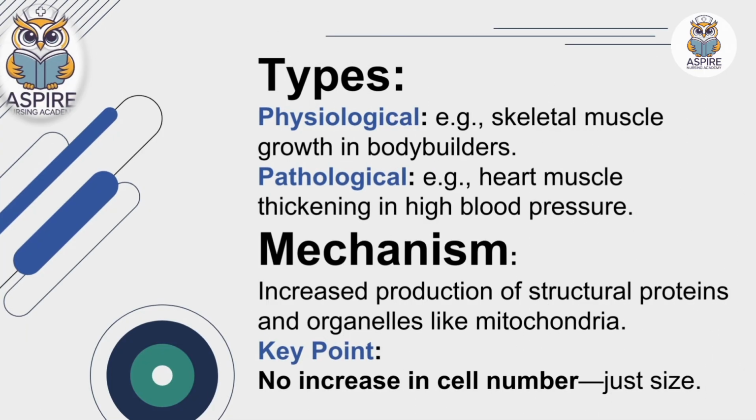Example time. A bodybuilder's muscles, that's physiological hypertrophy. A heart that's thickening due to high blood pressure, that's pathological hypertrophy. Inside the cell, proteins and organelles like mitochondria increase. But remember, no new cells, just bigger ones.